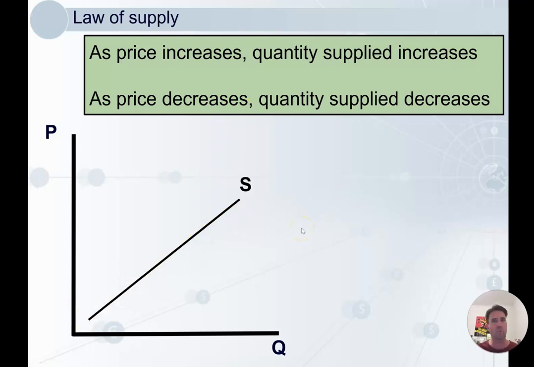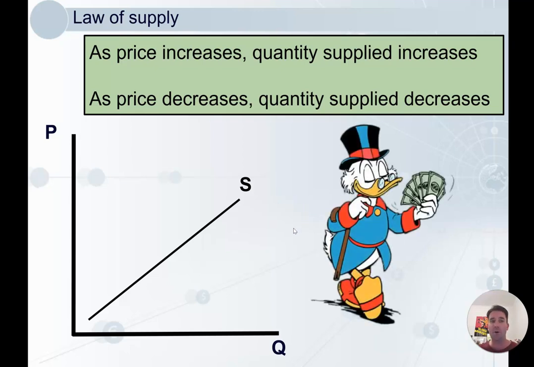Now, people ask, well, why would that be? Why would they supply more when the price increases? And that is because firms, producers, are profit driven. So the higher the price, the more it's worth them producing it, right? The price often goes up due to increases in demand. So if they can produce what people are wanting, they can get those higher prices, which means more profits.